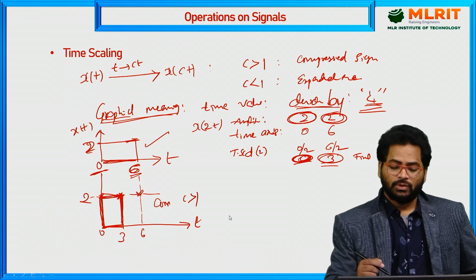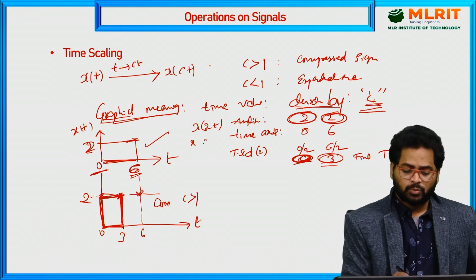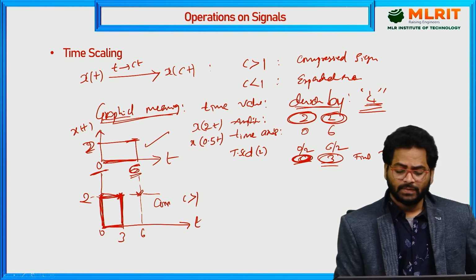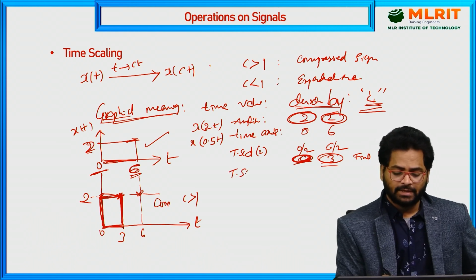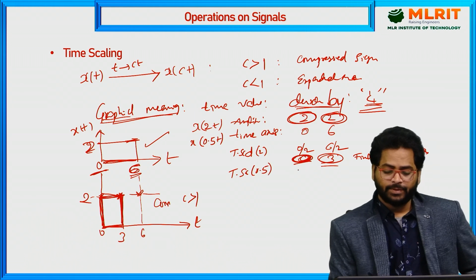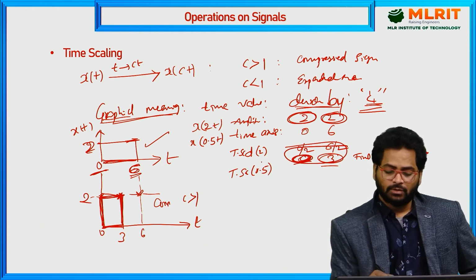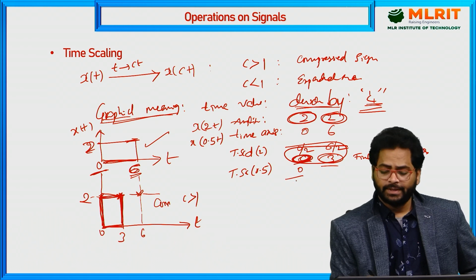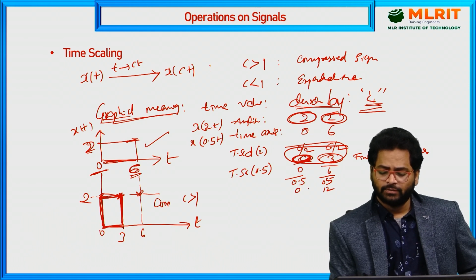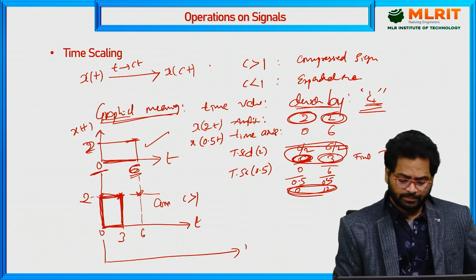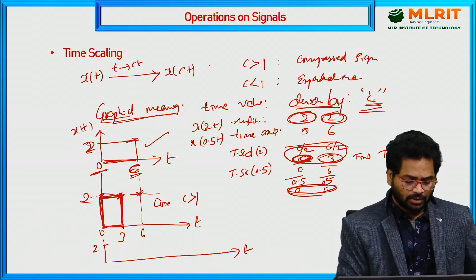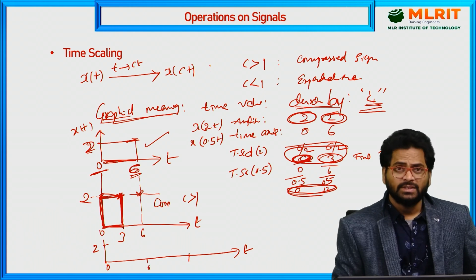If I take one more, x of 0.5t. Next, from the same one, I am doing another observation, time scaling with 0.5. That means not for this one, this is already over. Now for the next one, 0 divided by 0.5 and 6 divided by 0.5. That means this is 0, and the resultant is 12. 0 and 12, these are the new timelines. So I am taking another signal, amplitude is 2. Now this is 0, 6, this is 12.